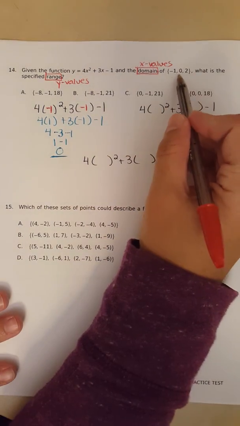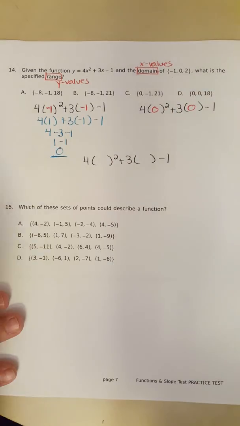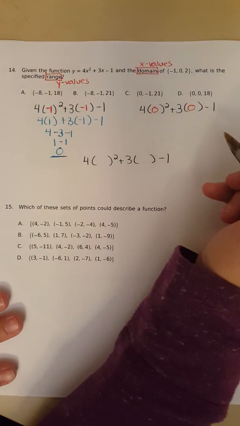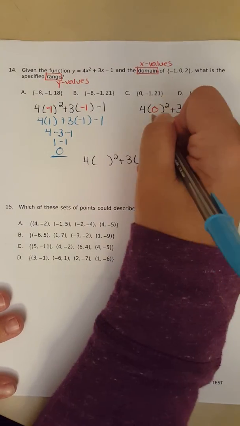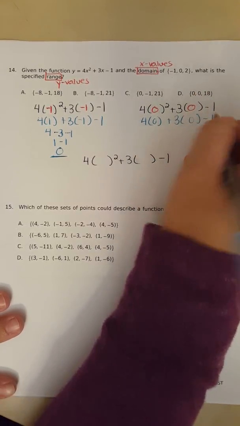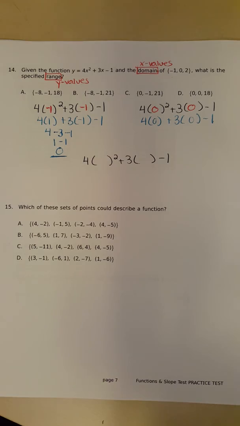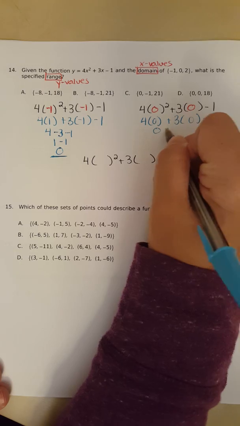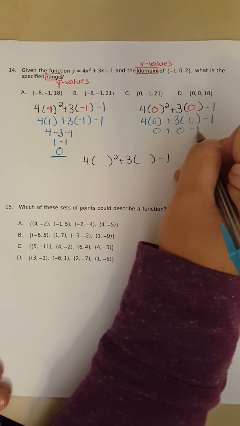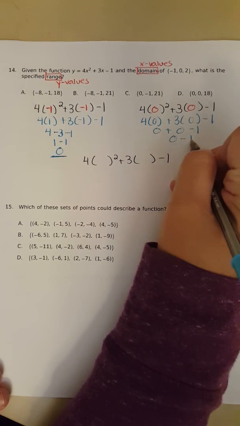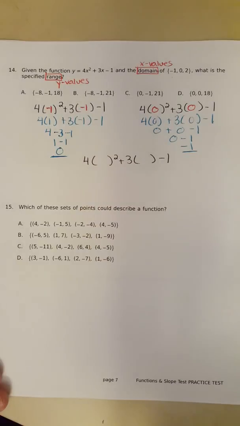Now, my next one, I have to plug in 0 for my second domain value. So in this one, let's see, I'm going to start again with my exponent. 0 squared is 0. So that means I just have 4 times 0 plus 3 times 0 minus 1. Then I'm going to multiply and divide from left to right. So I have 2 places I multiply. 4 times 0 is 0. 3 times 0 is 0 minus 1. And then I add and subtract from left to right. So 0 plus 0 is 0 minus 1 just gives me -1. So my second range value is -1.